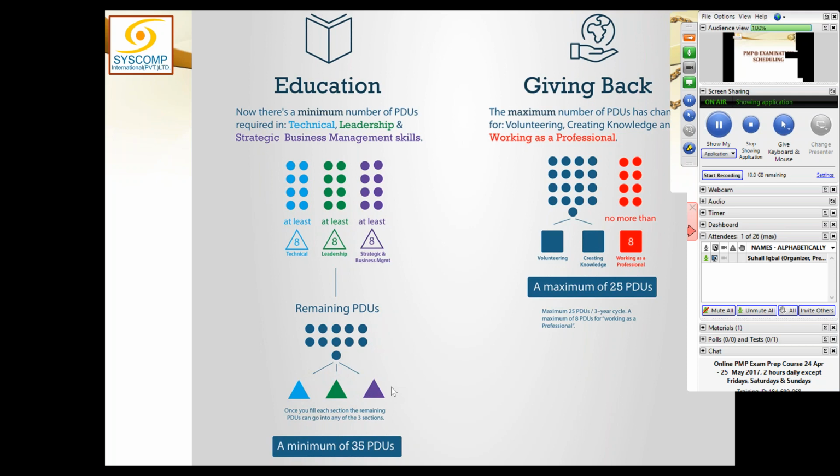From the education side, you must learn at least 35 PDUs every 3 years. And what is the upper limit? There is no upper limit. All the 60 PDUs you can gain from education. You may not have any PDUs from the giving back category. All 60 PDUs you could get from education. But if you have gained all 60 PDUs in the technical category, will it suffice the purpose? Anyone?